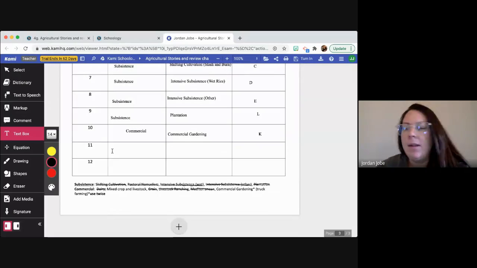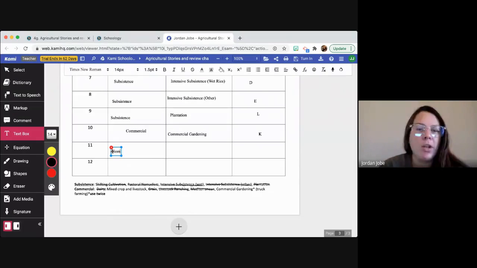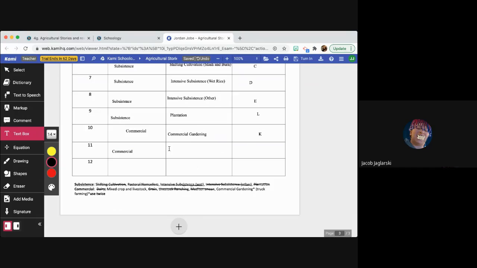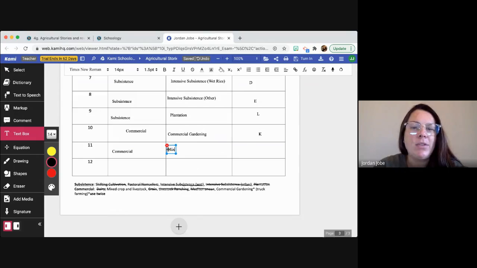Okay. We know we're talking about commercial, right? We're talking about mixed crop and livestock or commercial gardening here. What's their type of agriculture? Livestock. Yeah, mixed crop and livestock. We're talking about raising chickens.